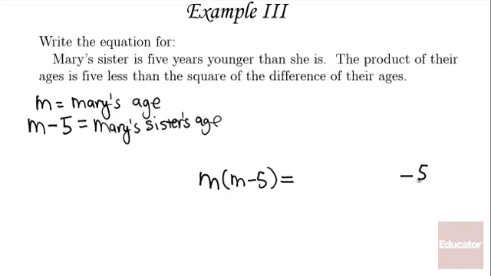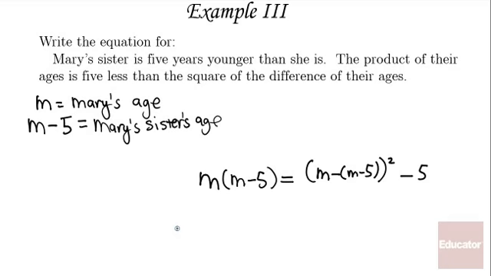Okay, so I have the minus 5, and I need to figure out what it means by the square of the difference of their ages. Well, the difference of their ages means I need to subtract. I'm going to take Mary's age, and Mary is older, so I'm going to put that first, and I'm going to subtract Mary's sister's age, m minus 5. This says the square of that difference. Okay.